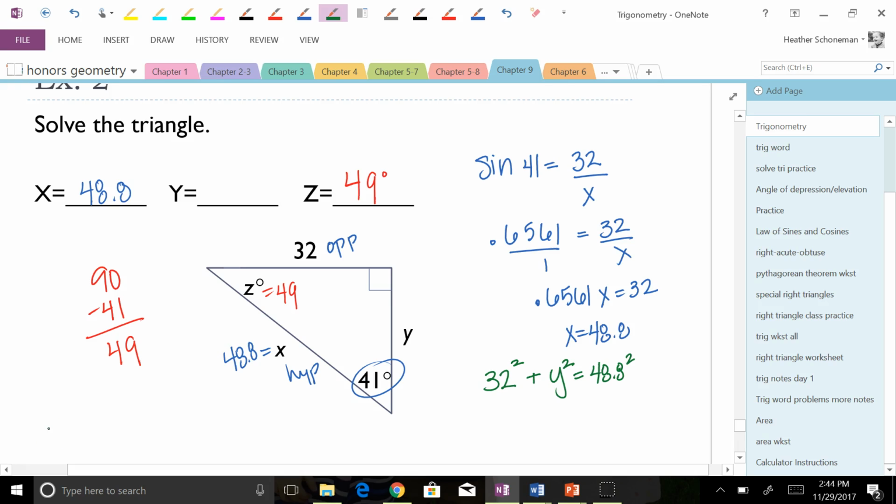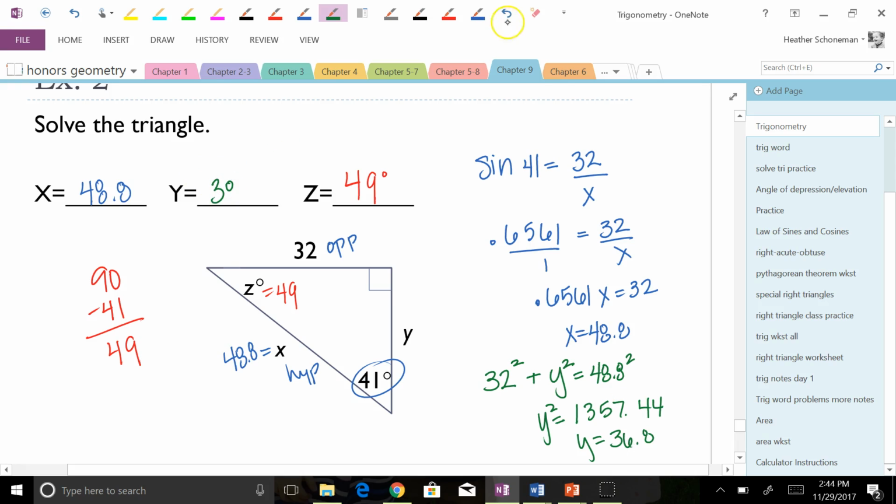So I square 48.8, that gives me 238 point something. Just kidding, 2,381 point something. And I'm going to subtract from that, maybe it's better put in parentheses, 32 squared. And that gives me y squared equals 1357.44. If you're not sure how to put this in your calculator, just write the work out. Don't stress over it. But then I'm going to take the square root of that number, so y equals 36.8.